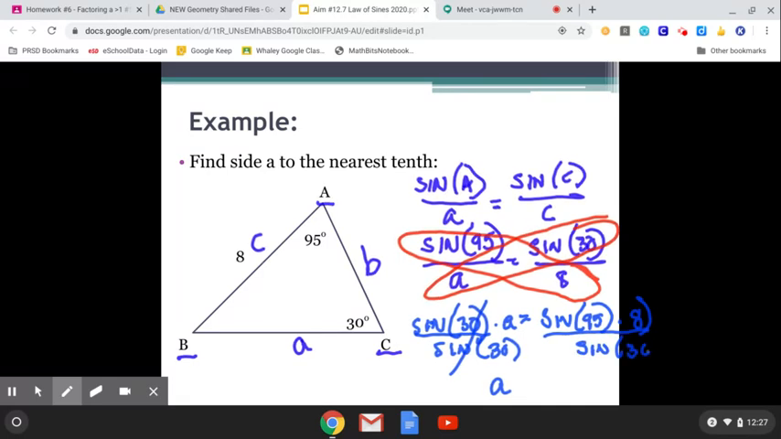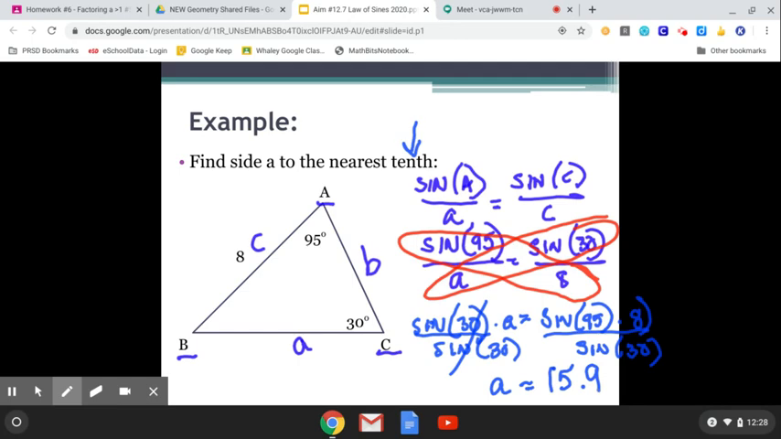Now, here's how we're going to type this into our calculator. Listen carefully. We're going to hit sine of 95, then close the parentheses and multiply that by 8. Hit enter, and you're going to get some long decimal. Don't leave that decimal there, and don't clear it out. Now divide by the sine of 30, close the parentheses, and you should end up with a number like 15.939115. This asks us to round to the nearest tenth, so I'm going to round that to 15.9. A is equal to 15.9.